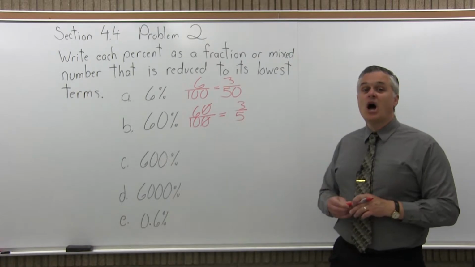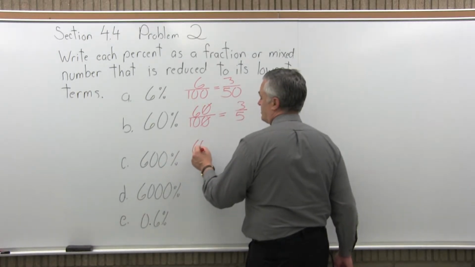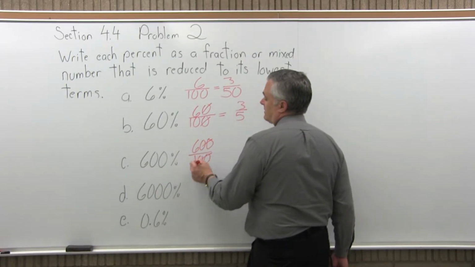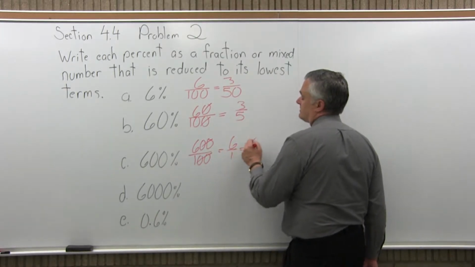The next one is 600%. So to convert a percent to a fraction, write the percent over 100. So I'd have 600 over 100. And again, you've got the zeros that will cancel, so I have 6 over 1, which you could more simply write as just 6.